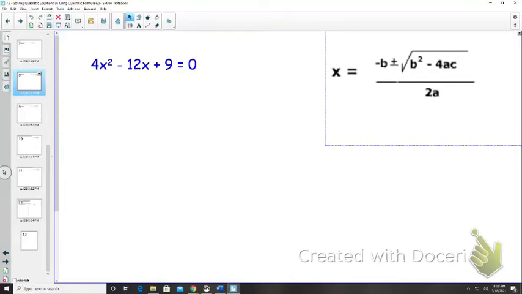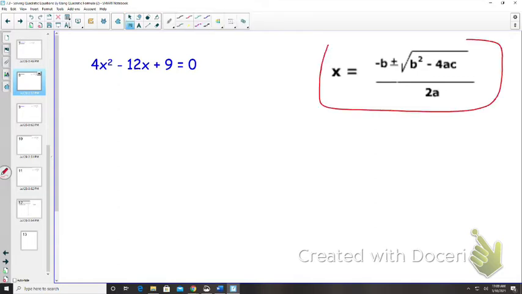Okay, so we are solving quadratic equations using the quadratic formula. This is a continuation of yesterday's lesson. Here is our quadratic formula right here, and here is a quadratic equation. Here's my A, here's my B, here's my C. Write these down once you have done that.